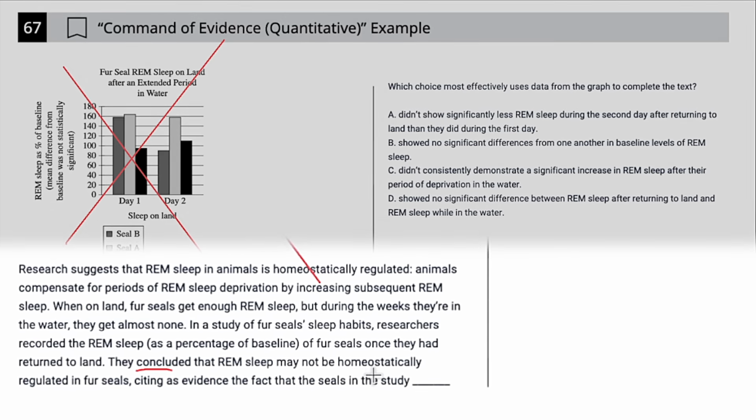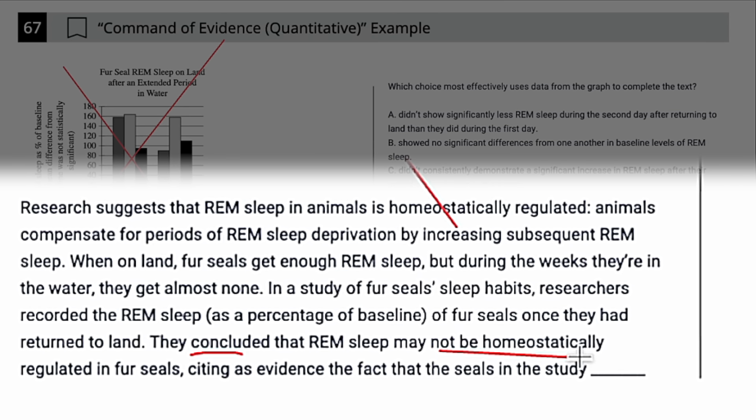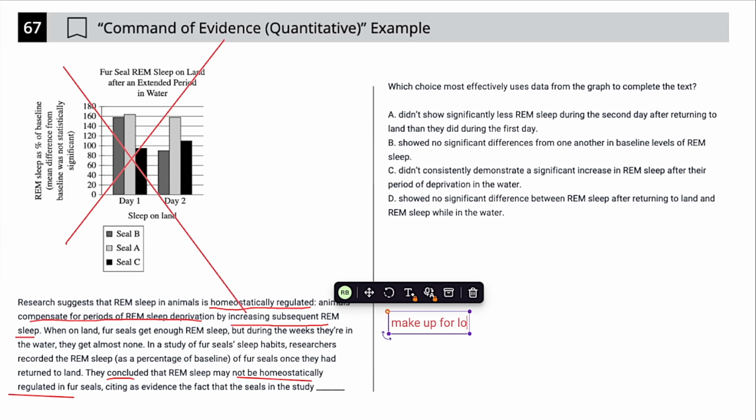Concluded, sleep may not be homeostatically regulated. So this one, I feel like I need a little bit more context because I don't know what homeostatically regulated means. So I'm going to cherry pick the passage first. And it says homeostatically regulated means compensate for periods of REM sleep deprivation by increasing subsequent REM sleep. So in simple terms, which we always want to put things in, it means make up for lost sleep.